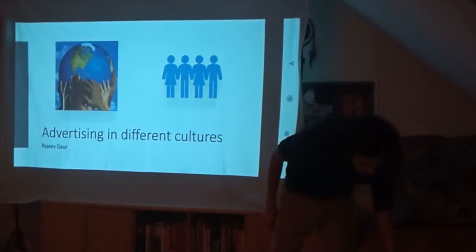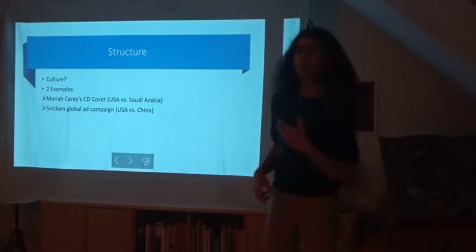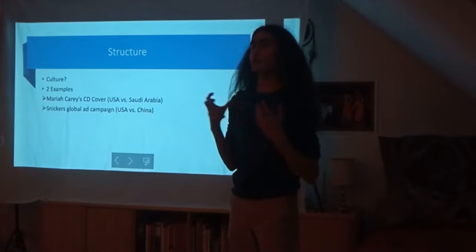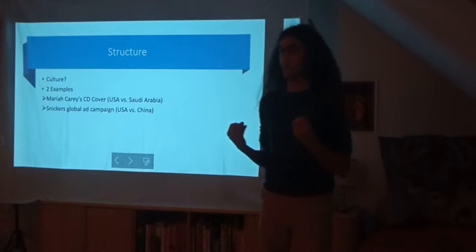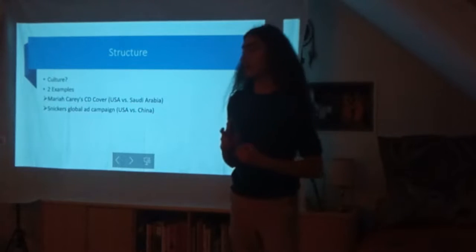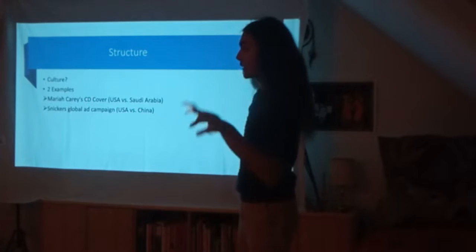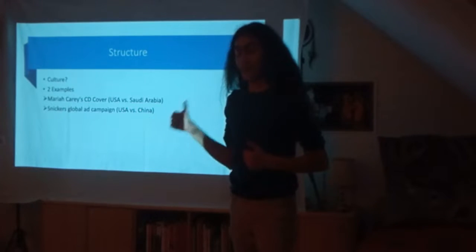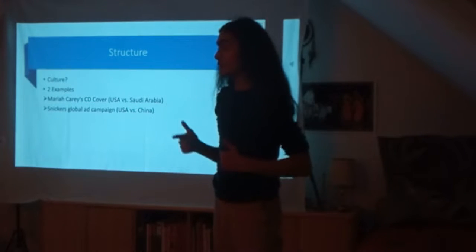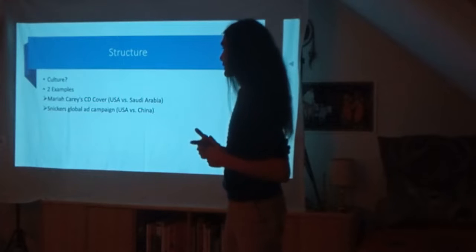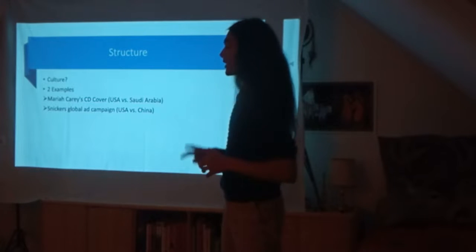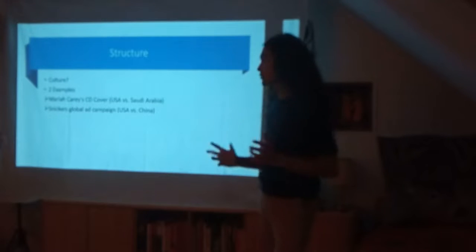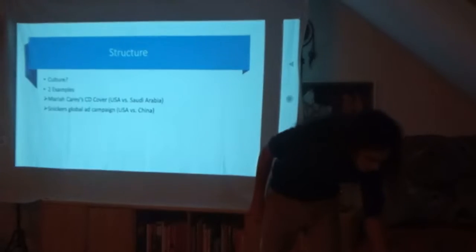So let's begin. What will I be talking about in the presentation? First, I will talk about what is culture, what does it consist of? And then I'll give you two examples of how advertisements have been adapted to different cultures. The first example is Mariah Carey's CD cover, and how that has been advertised and adapted in the USA and Saudi Arabia. And then I'll talk about Snickers and how they did what is called glocalization. We'll come to that later.